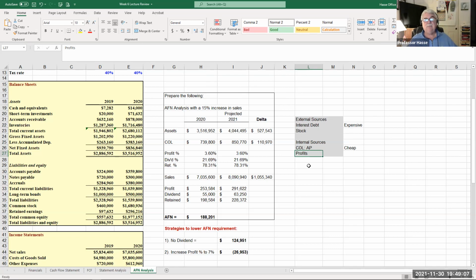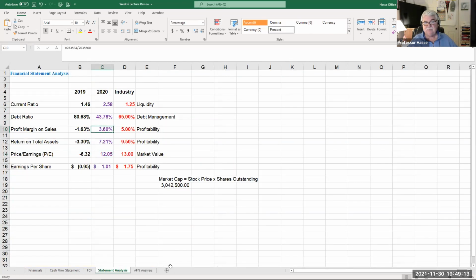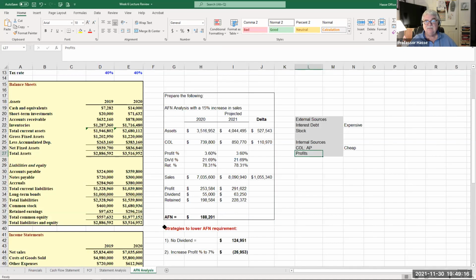Another internal source of capital is profits. Remember in our statement analysis, we had a 3.6% profit margin in 2020. Let's assume we keep the 3.6% profit margin in 2021 with an increase in sales of 15%. Remember, our sales on our income statement were 7 million. We increase sales by 15% and take 3.6% of that, and we can determine our profit to be $291,622. That's 3.6% of our new projected sales figure in 2021.